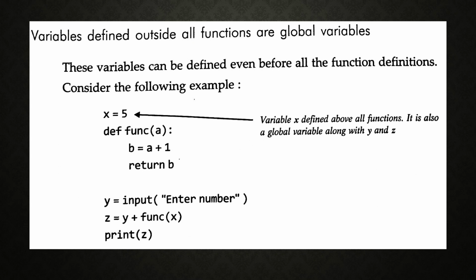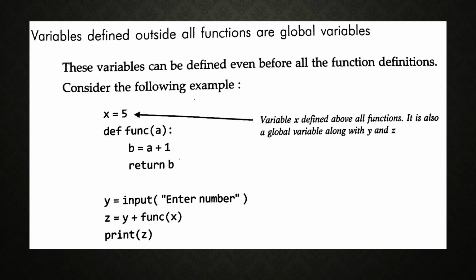Next, variables defined outside all functions are global variables. That means if a variable is defined without indentation, outside all functions, then we can say it is a global variable. These variables can be defined even before all the function definitions, and we can make use of such variables.